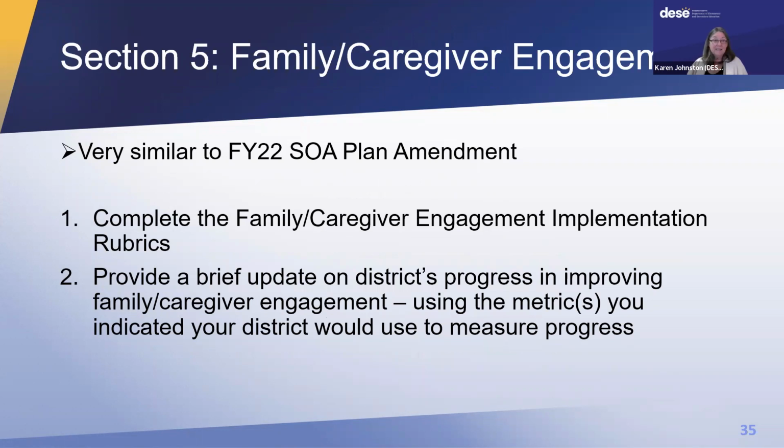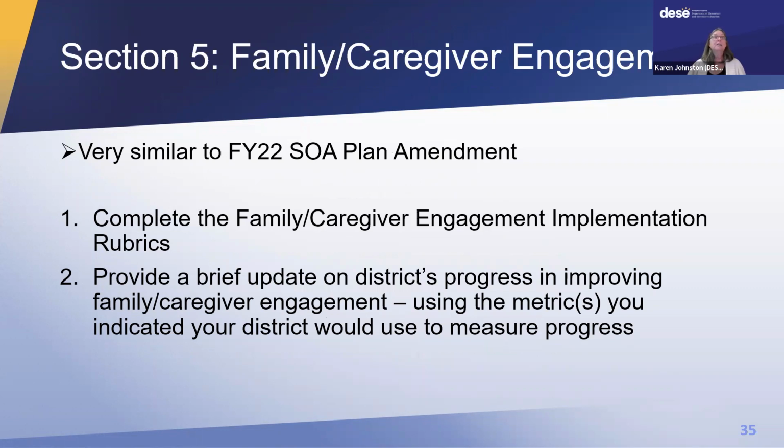Once you finish that section, it's on to family caregiver engagement. Again, this is very similar to what you did last year. Every district in the state was asked to complete the family caregiver engagement implementation rubrics in the FY22 plan amendment. We're simply asking districts to update that this year.